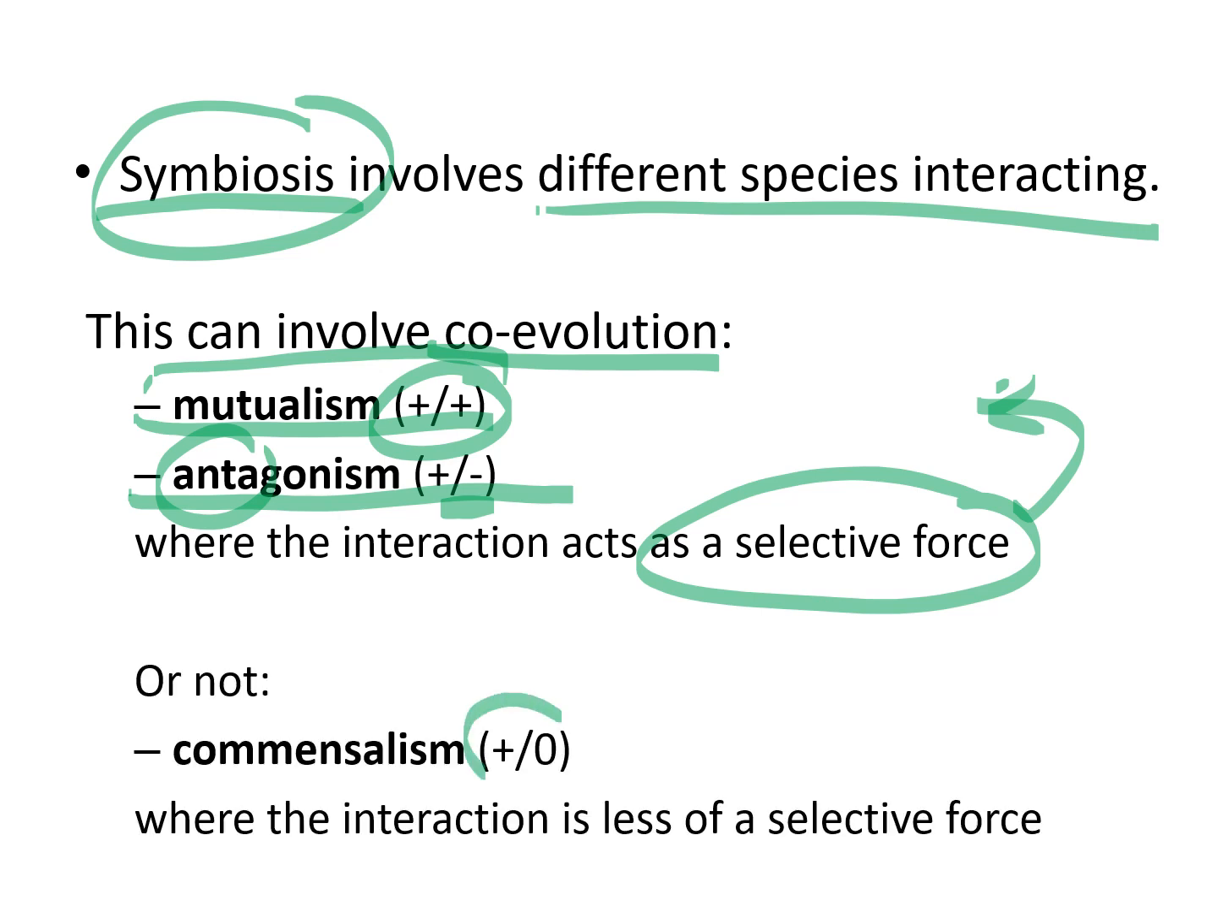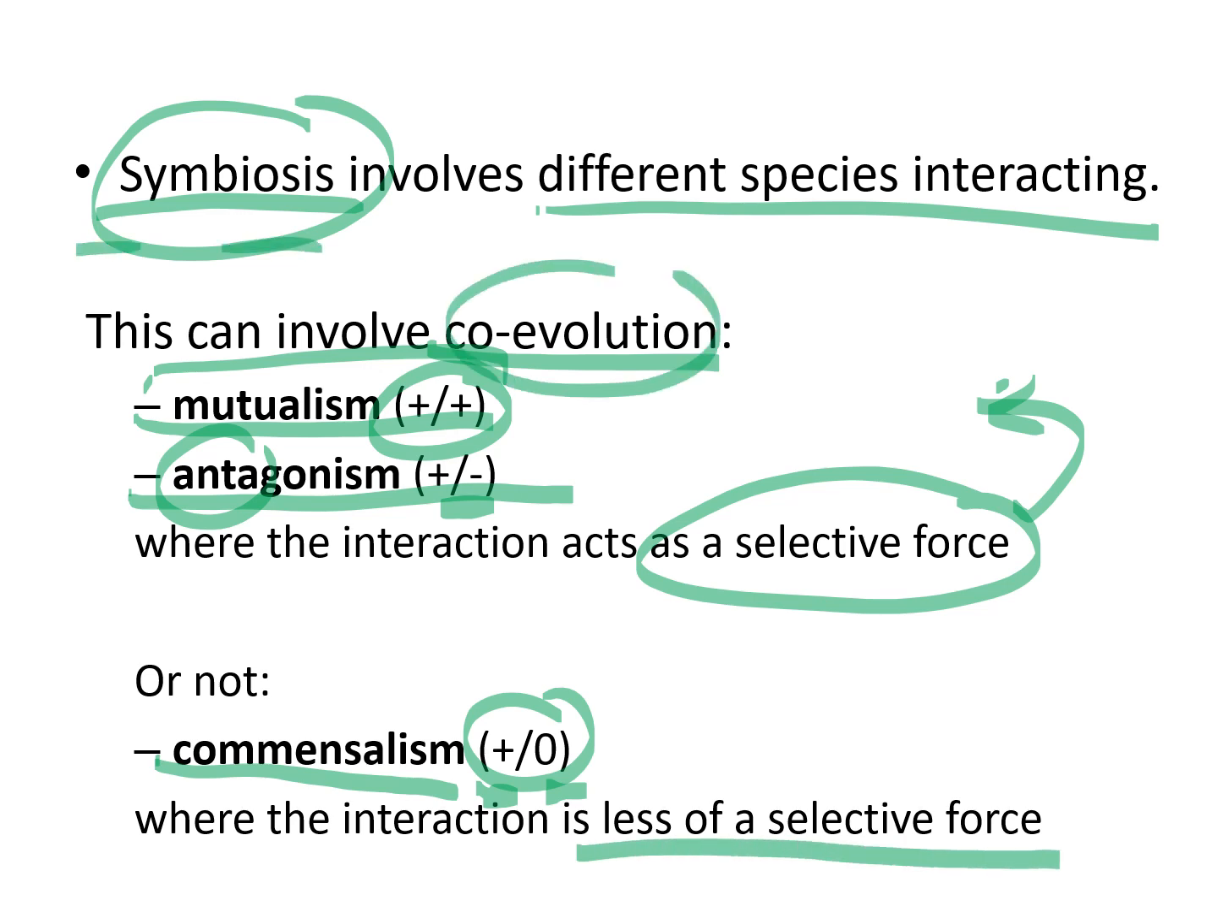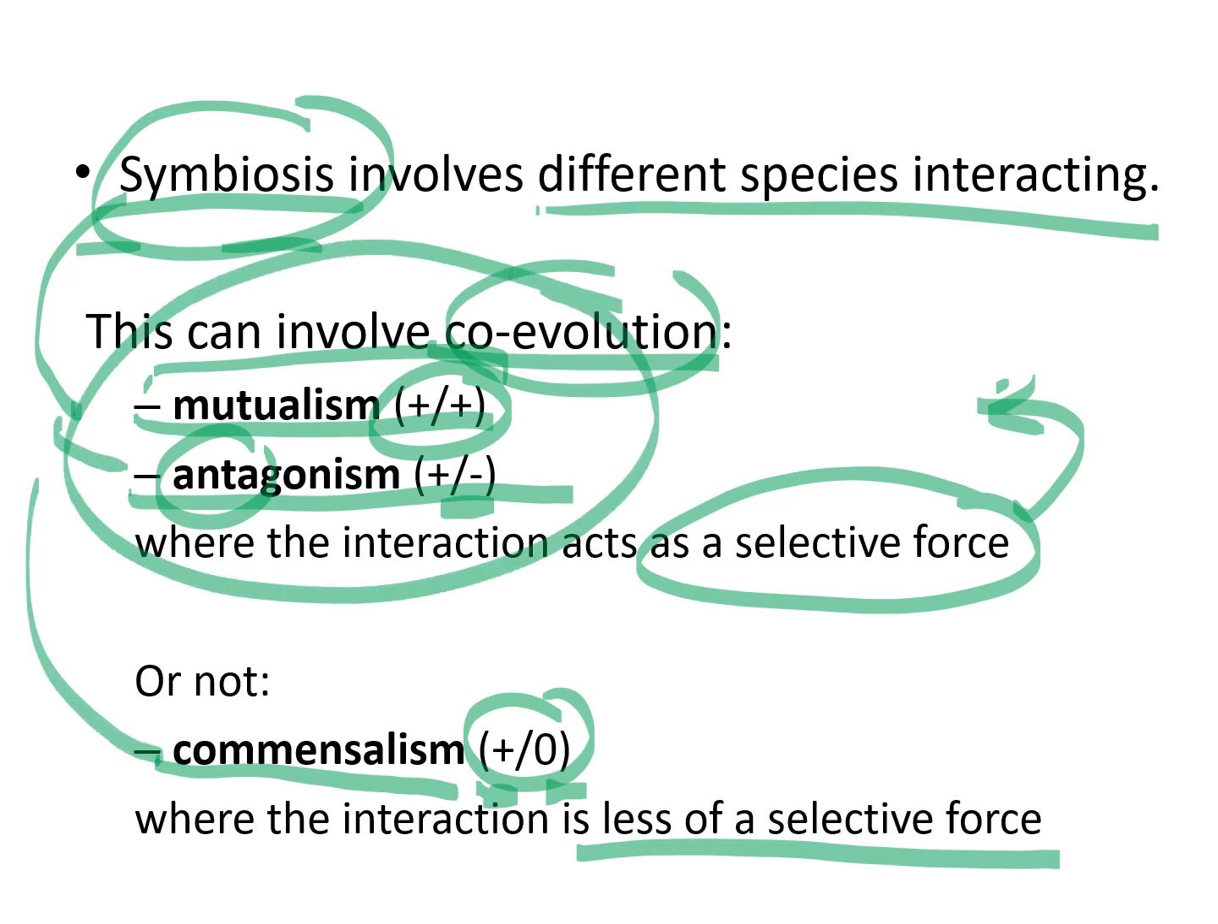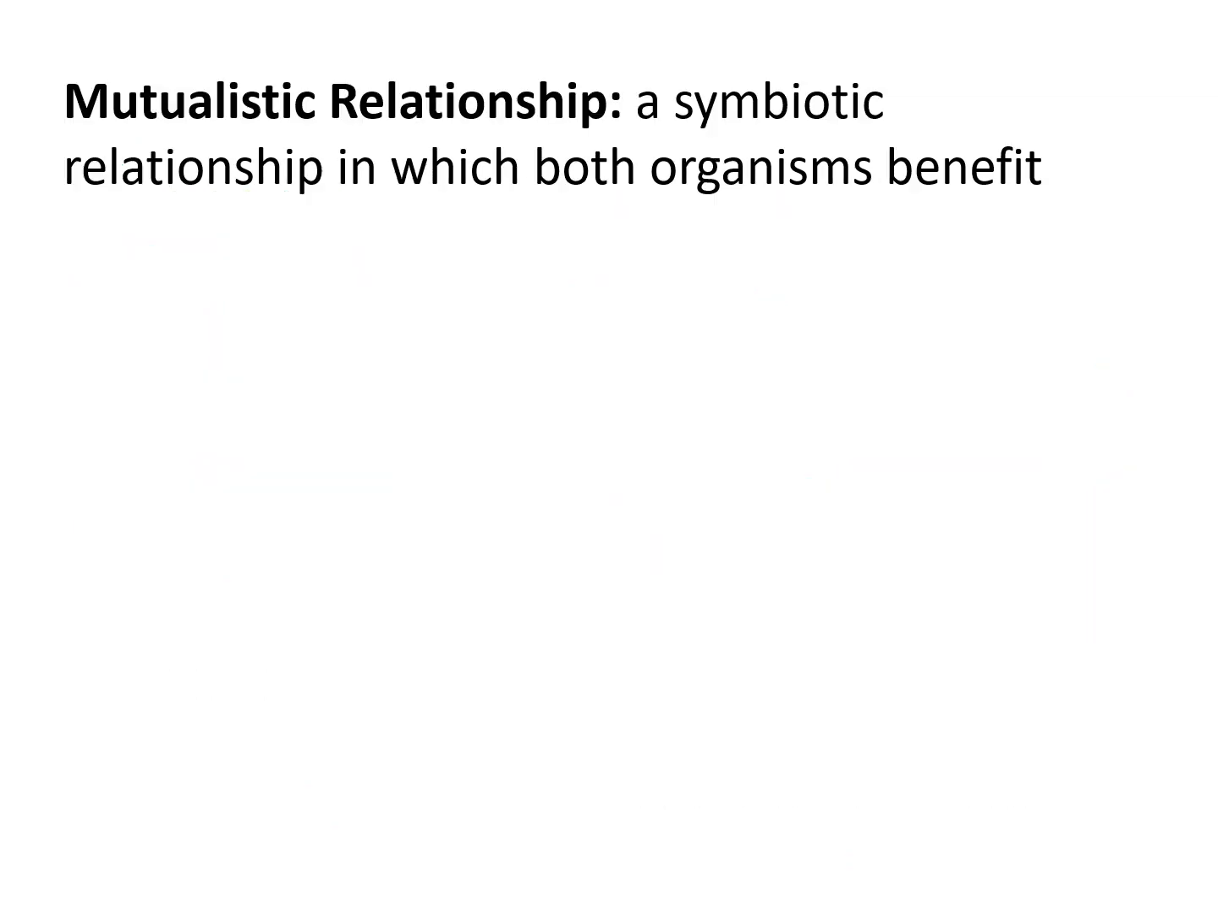Then we could look at commensalism, where essentially one of the organisms benefits and the other one isn't really affected, though it's kind of hard to say that with absolute certainty. But commensalism is generally suggesting that one of them benefits, the other one doesn't. And because of this, there's not such a selective force, so it's not really coevolution, though symbiosis is all three of these. Only mutualism and antagonism, with the heavy selective force, are going to be a significant type of coevolution.